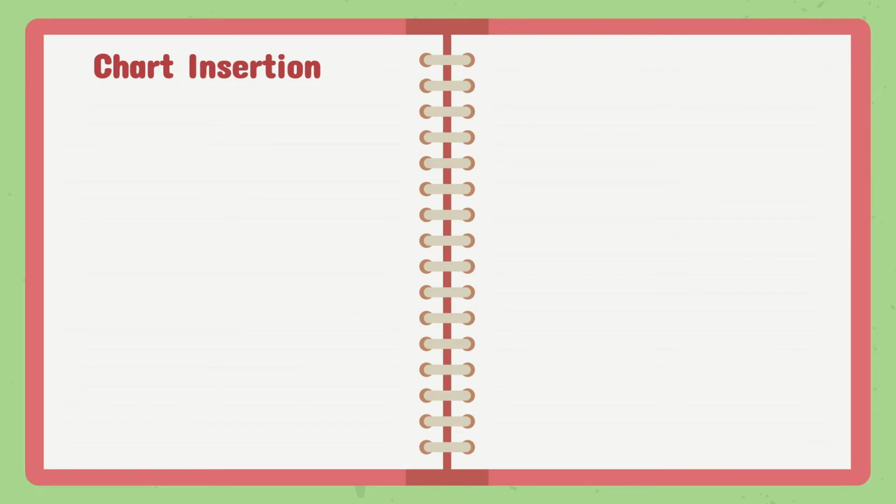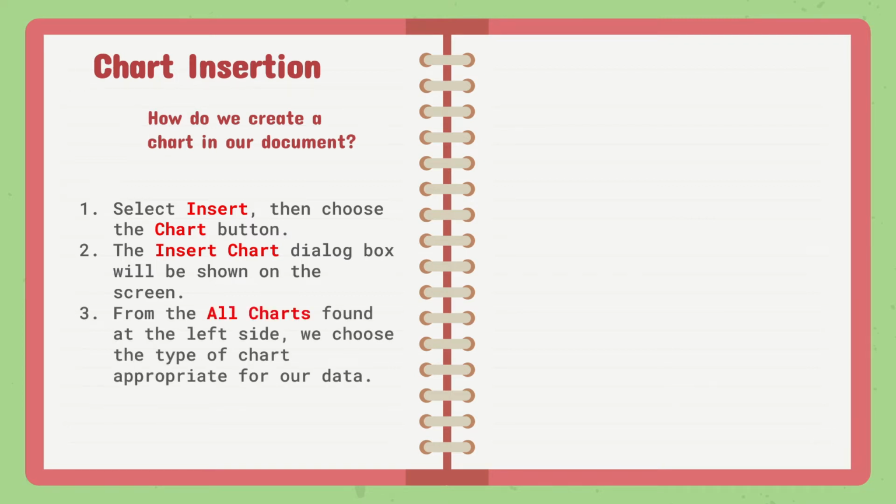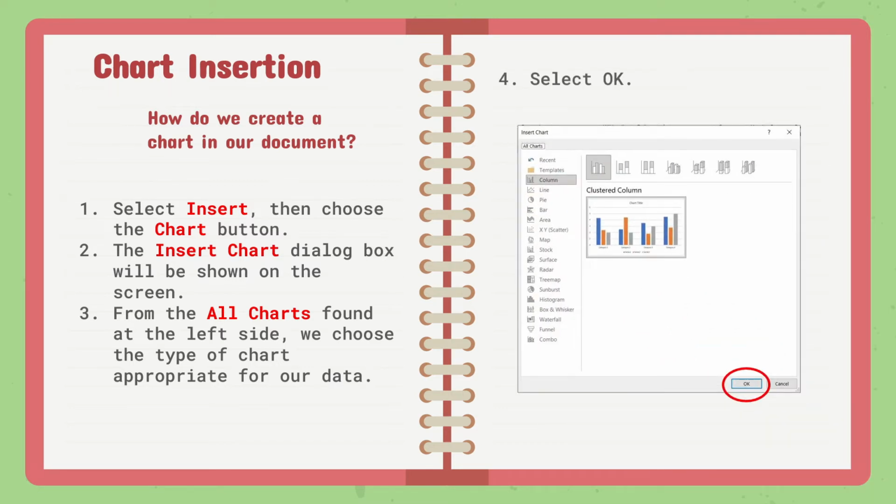Now let's talk about chart insertion. How do we create a chart in our document? First, select Insert, then choose the Chart button. The Insert Chart dialog box will be shown on the screen. Then, from the All Charts found on the left side, we choose the type of chart appropriate for our data. Then, select OK. So, like this one.